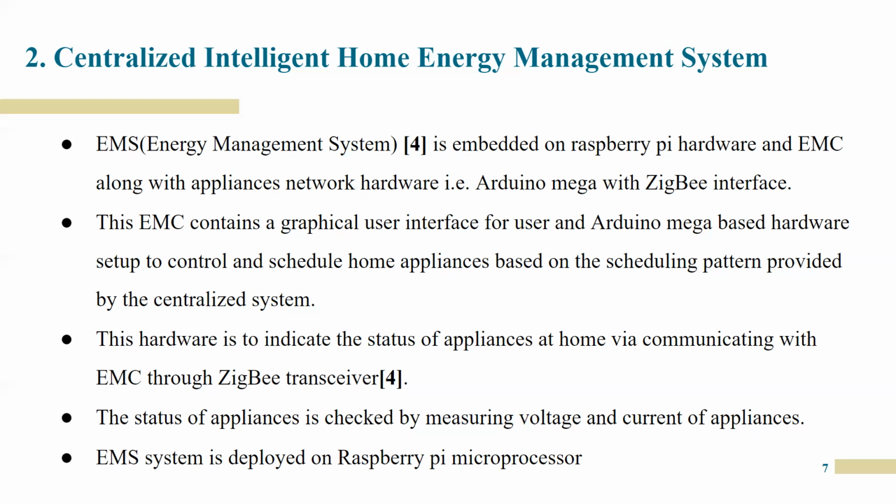So we need a transmitter, we need a receiver. So there might be some lagging, and even the cost might not be very favorable. The status of appliances is checked by measuring the voltage and current of the appliances, depending upon the system for which we have conducted our literature survey. And the energy management system is deployed on a Raspberry Pi microprocessor. Such a highly powerful processor might not be required for such a small operation. The Raspberry Pi is a highly powerful processor which can process highly complex data, but we only need some small processing power.